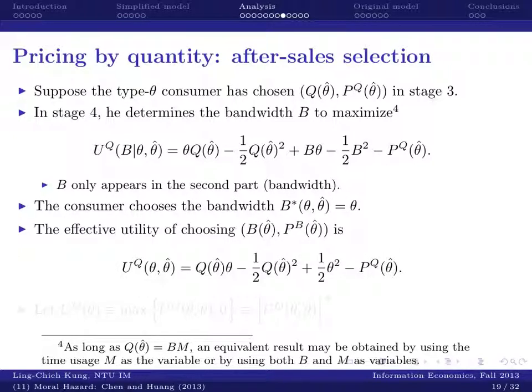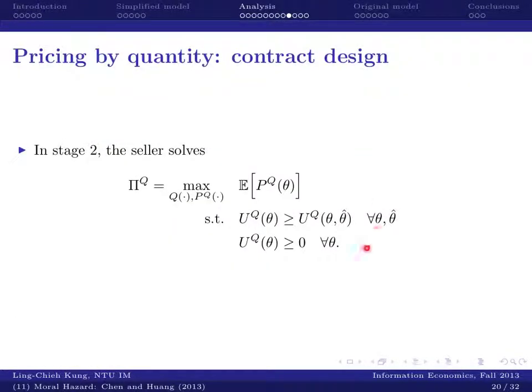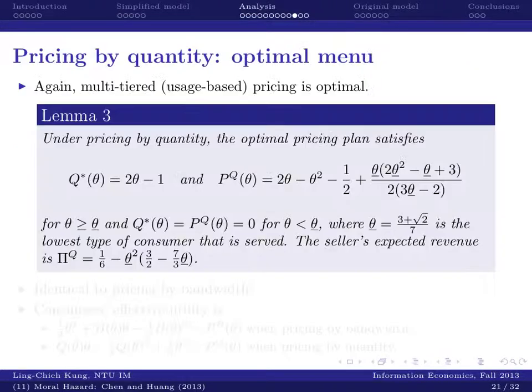The consumer can solve this problem by setting the optimal bandwidth theta, and then the effective utility can also be found. We define the same thing. We solve the same problem. Okay, again, ICIR expected revenue. Again, the optimal solution is a multi-tiered pricing plan.